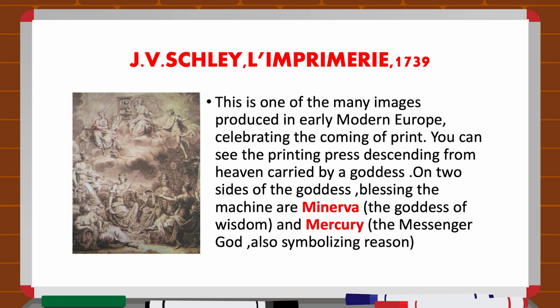This is one of the many images produced in early modern Europe, celebrating the coming of print. You can see the printing press descending from heaven, carried by the goddess. On the two sides of the goddess, blessing the machine, are Minerva, the goddess of wisdom, and Mercury, the messenger god, also symbolizing reason. The women in the foreground are holding plaques with the portraits of six pioneer printers of different countries. In the middle ground, on the left, the encircled figure is the portrait of Gutenberg.